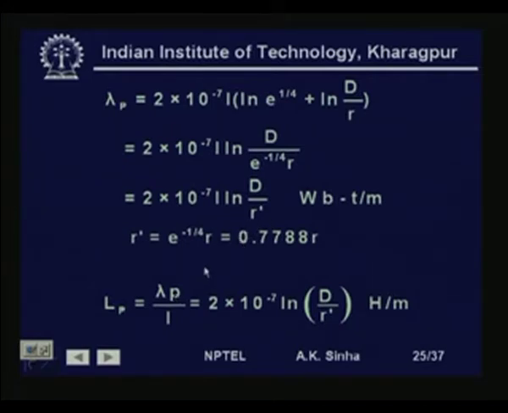That is, if we are not considering any internal flux linkage, then we have to use the relationship with r dash, which is the effective radius in that case. So, therefore, once we have calculated the flux linkages up to that point P, then we can also calculate the inductance due to flux linkages up to that point P, that will be lambda P by I, and this is equal to 2 into 10 to the power minus 7 ln (d by r dash) henries per meter.